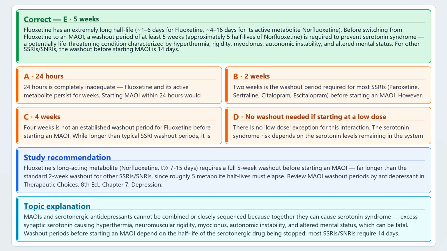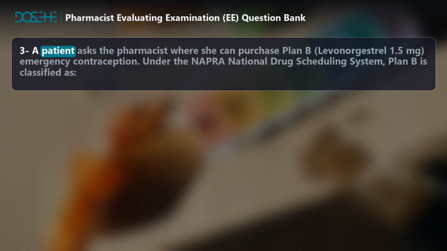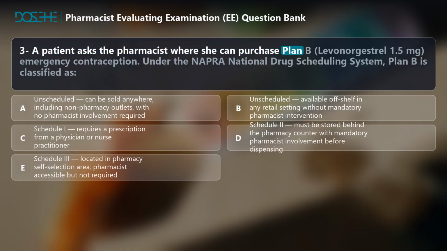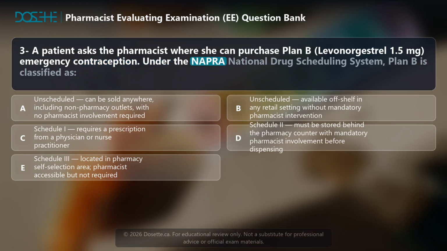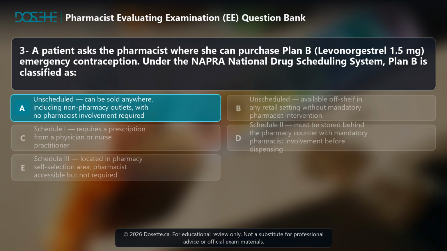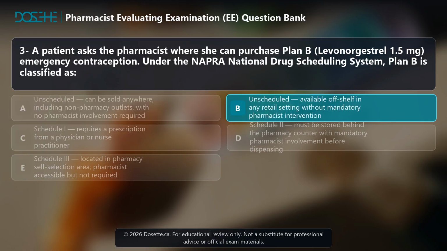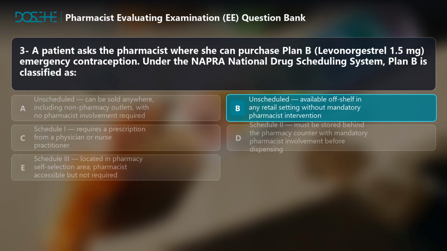A patient asks the pharmacist where she can purchase Plan B, levonorgestrel 1.5 mg. Emergency contraception. Under the NAPRA National Drug Scheduling System, Plan B is classified as Option A, unscheduled, can be sold anywhere, including non-pharmacy outlets with no pharmacist involvement required. Option B, unscheduled, available off-shelf in any retail setting without mandatory pharmacist intervention.